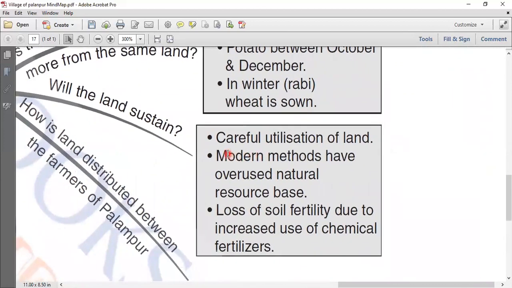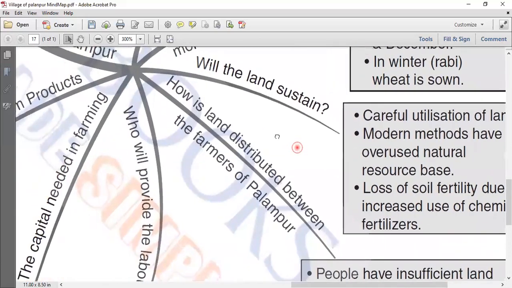For that, we need to take into consideration the correct, appropriate and careful utilization of the land. Modern methods have overused the natural resource base. Because of the modern methods, our natural resource base has been overused, and that has led to the loss of soil fertility due to increased use of chemical fertilizers, especially because of these fertilizers.